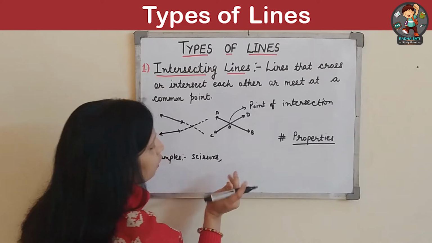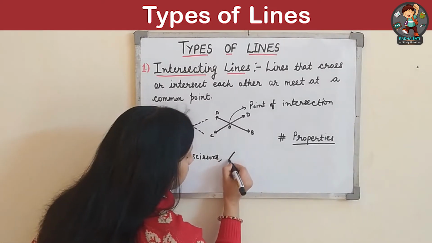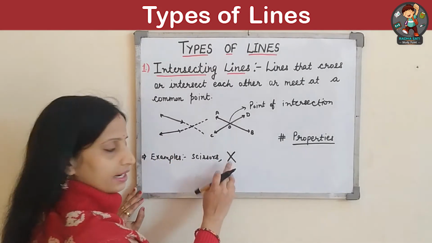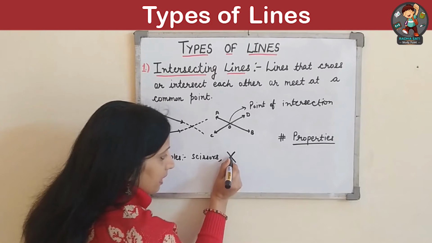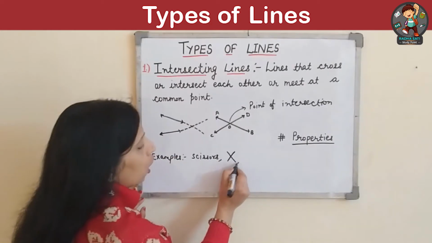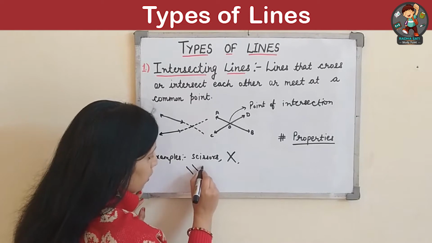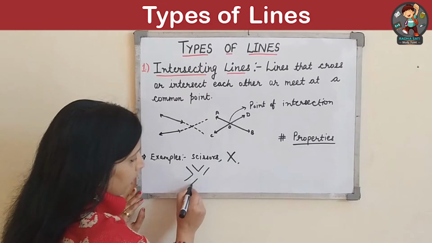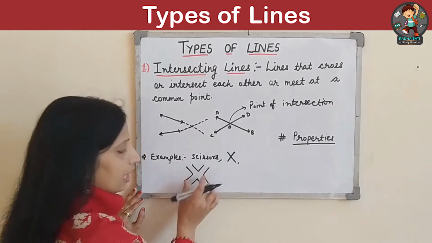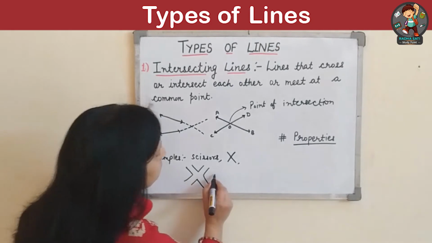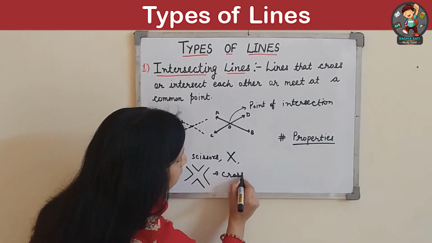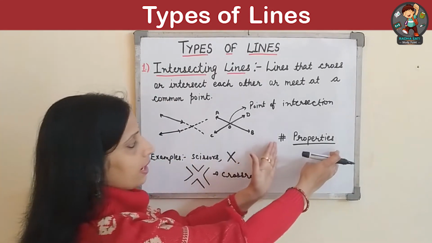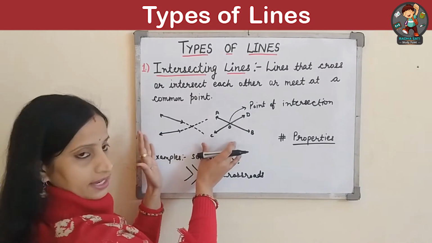Another example is the alphabet X. We write it like this, so this is also an example of intersecting lines. Here these two lines are meeting each other at a common point. Or you can see crossroads, like the roads which are crossing each other at a common point. You must have seen these type of roads. So crossroads are also an example of intersecting lines. Now we will learn what the properties of intersecting lines are.